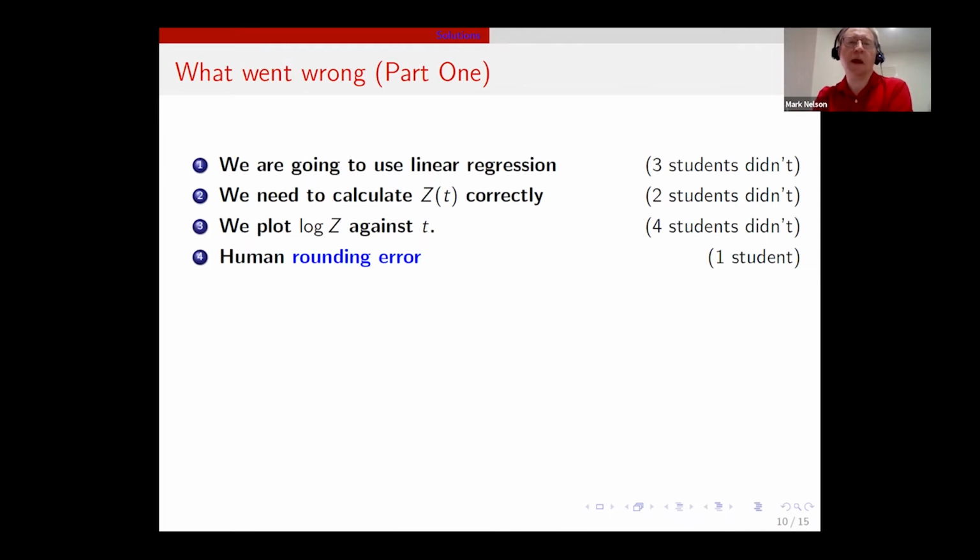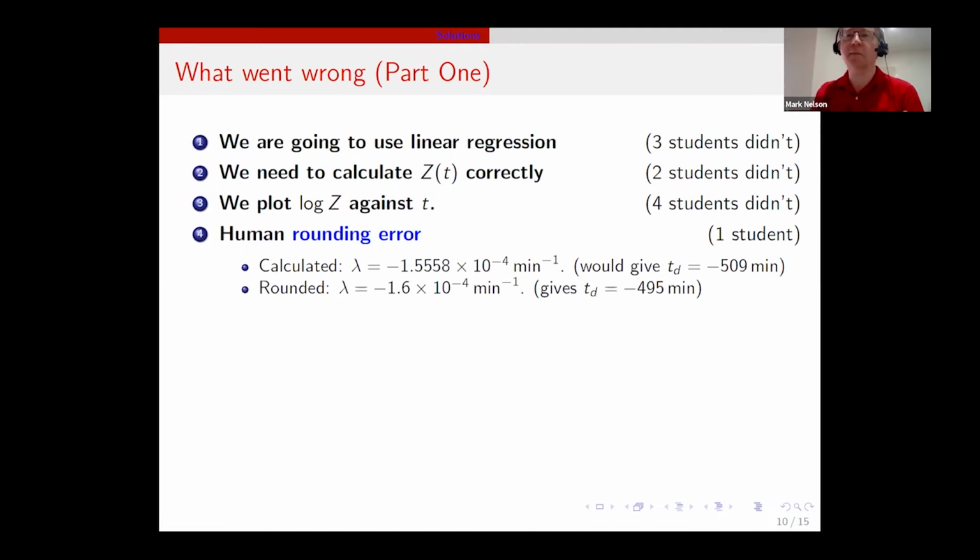Okay, so talking about rounding, one student did everything correct. They got the Z values correct. They put the right information into their regression package. They used their regression package correctly. The regression package did give them the right information with the right number of significant figures, but the student decided to round those numbers off before doing the calculation.